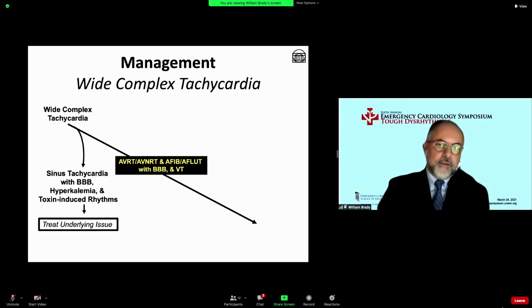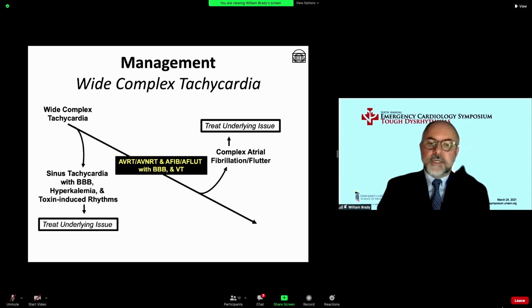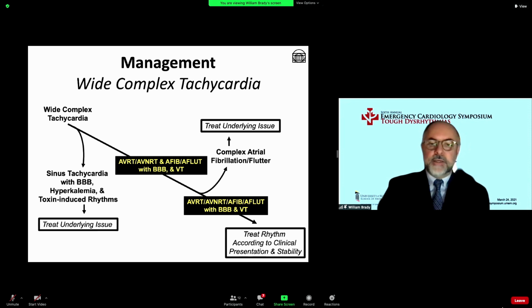One suggestion here is that if we have atrial fibrillation or atrial flutter with rapid ventricular response occurring in a complex situation such as septic shock, pulmonary embolus, et cetera, we're likely going to want to focus initially on treating the underlying issue and not necessarily going immediately to rhythm control. So we want to exclude that and at least initially approach that rhythm disturbance a bit differently. When we do that, we're now left with AVNRT, AVRT, AFib, A-flutter, all with bundle branch block, and VT. So let's treat the rhythm according to the clinical presentation and patient stability.